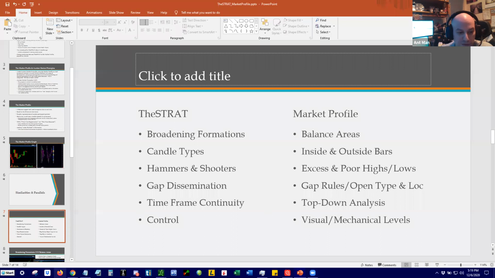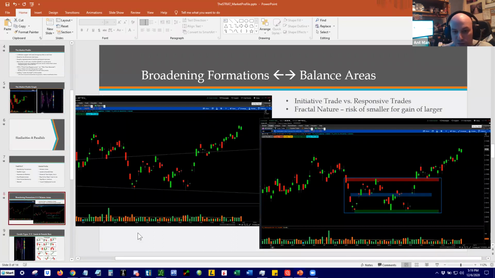So the first one that I'm going to talk about is the broadening formations and balance areas. And I don't know how well you can see my slide here, but what I have here is the daily chart of the Aussie dollar. And on this side, I have here a broadening formation drawn.